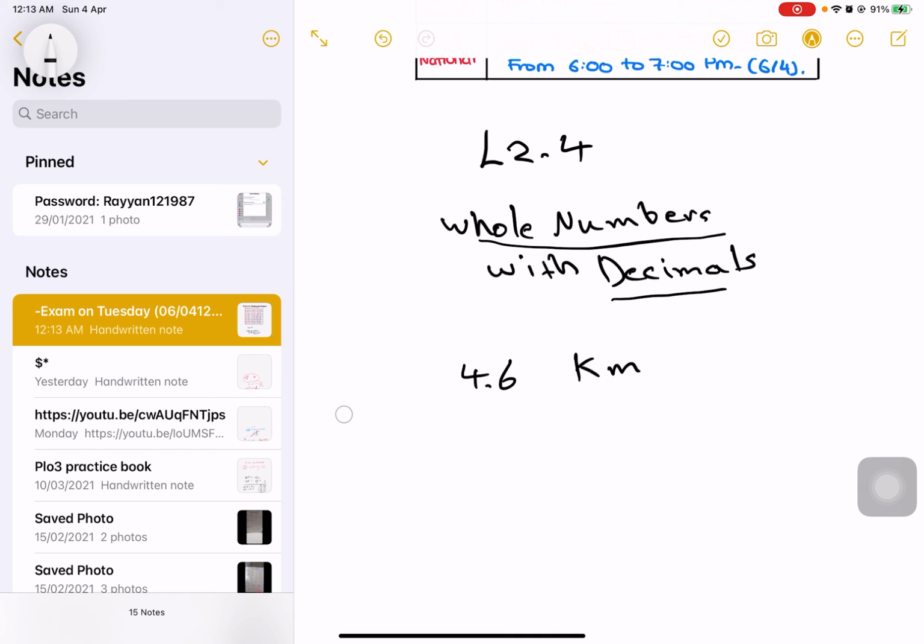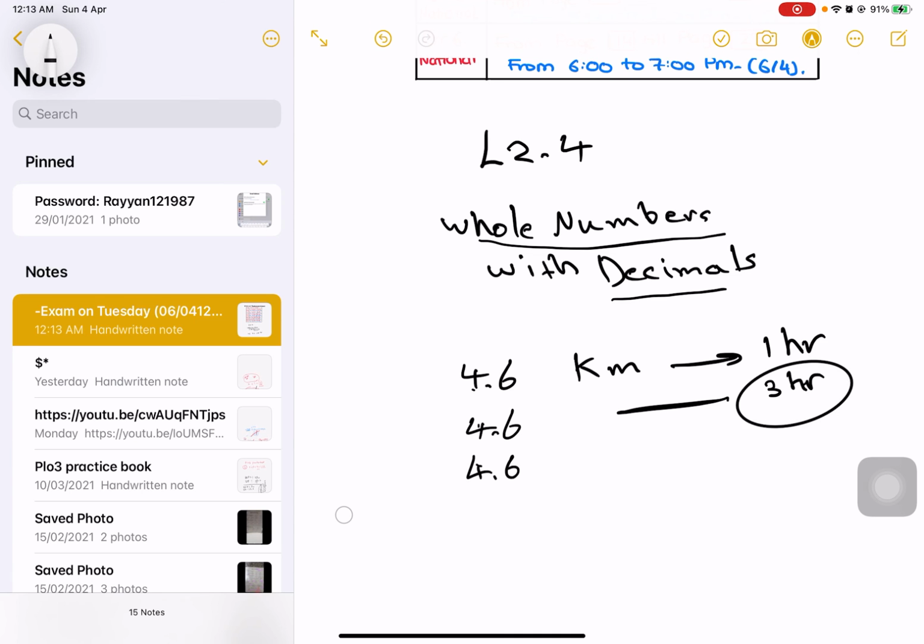Each hour, in 1 hour. He is not going to ride his bike for 1 hour. He is going to ride his bike for 3 hours. Each hour he will ride 4.6. So I will repeat 4.6 3 times to know how much is the answer. So someone will say, miss, you are going to add 4.6 plus 4.6 plus 4.6. Yes, but because we are in grade 6, there is a summarized way. We can multiply 4.6 by 3.